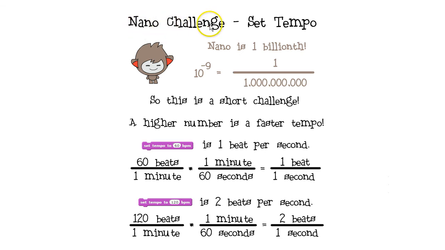This is a Nano challenge, and this is Nano. Nano is 1 billionth. That's 10 to the minus 9. 9 zeros. A nano is a small number, so this is a short challenge.